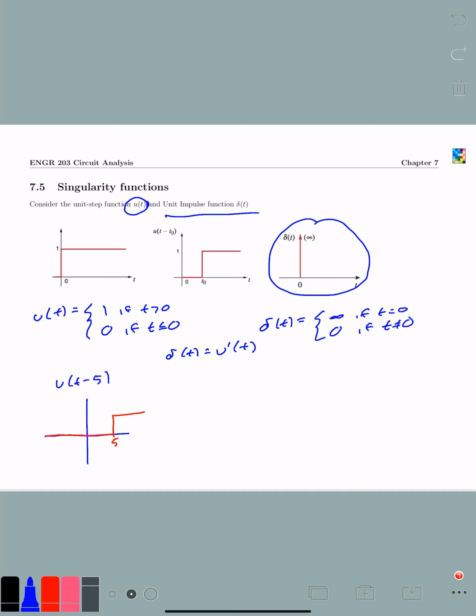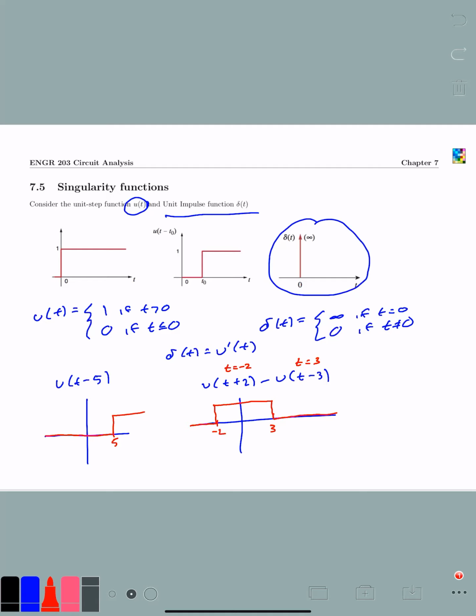You can also combine these in interesting ways. For example, let's do u of t plus 2 minus u of t minus 3. And so basically the first one activates at t equals negative 2, and the second one activates at t equal to 3. And so what happens is, starting out at 0, the first one activates and it jumps up, positive 1. Then we get to 3 and it jumps down, negative 1. And so this would be what our graph would look like.